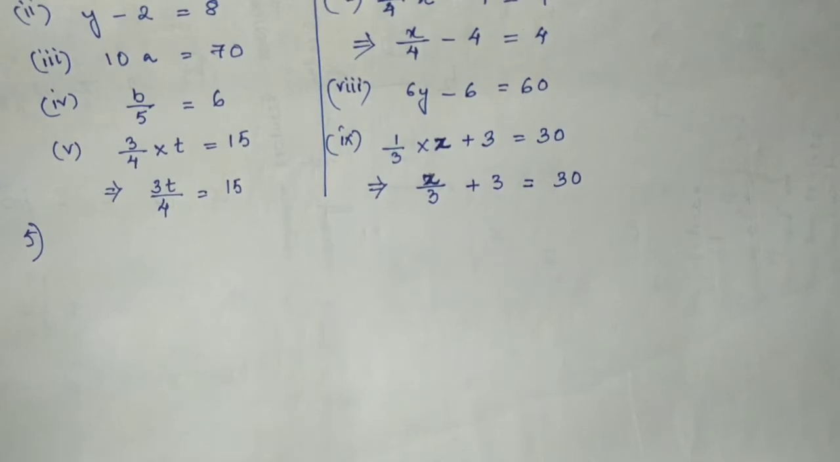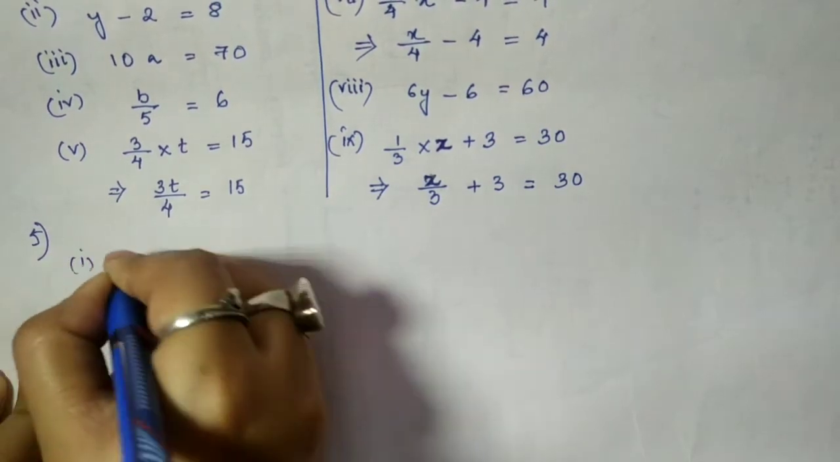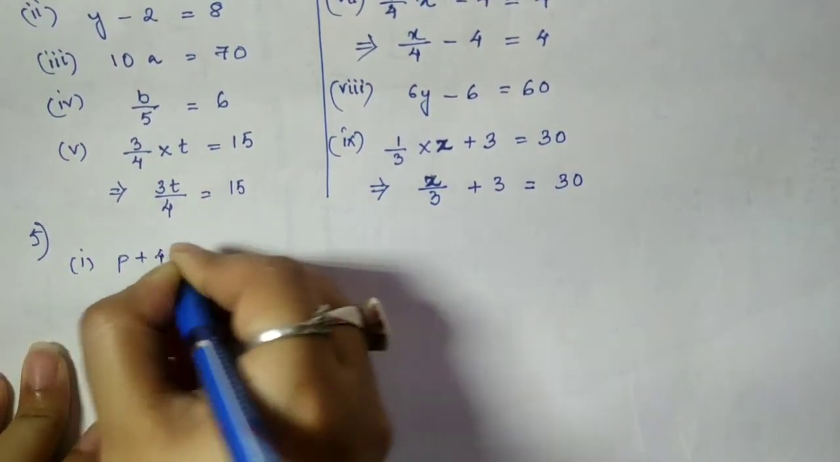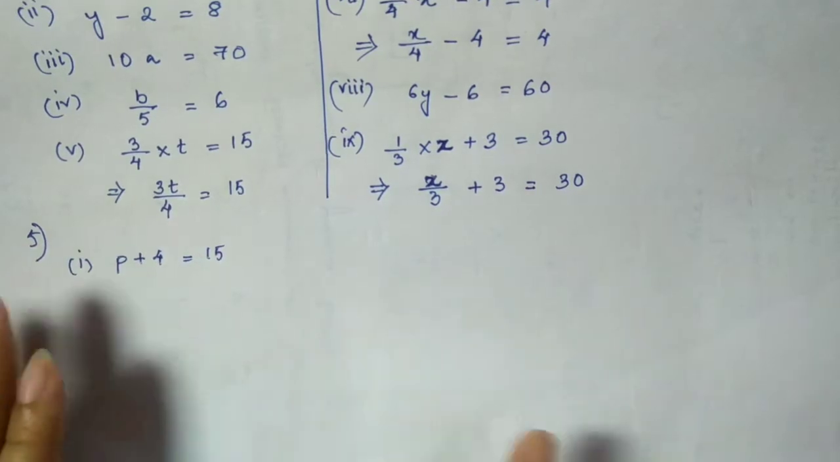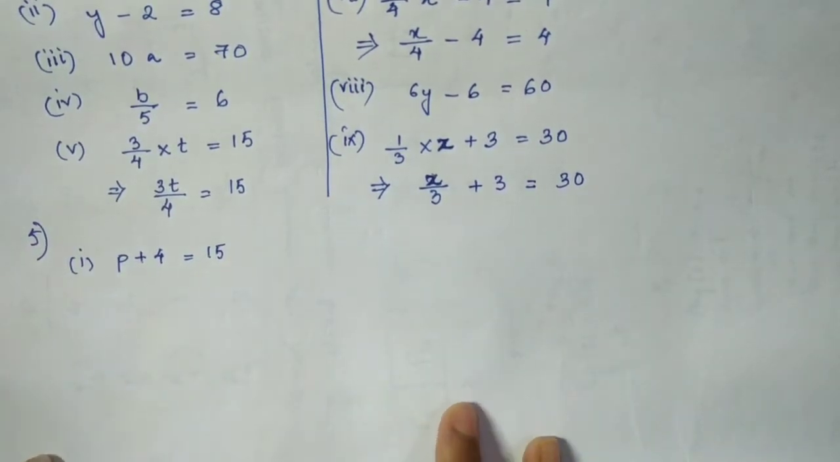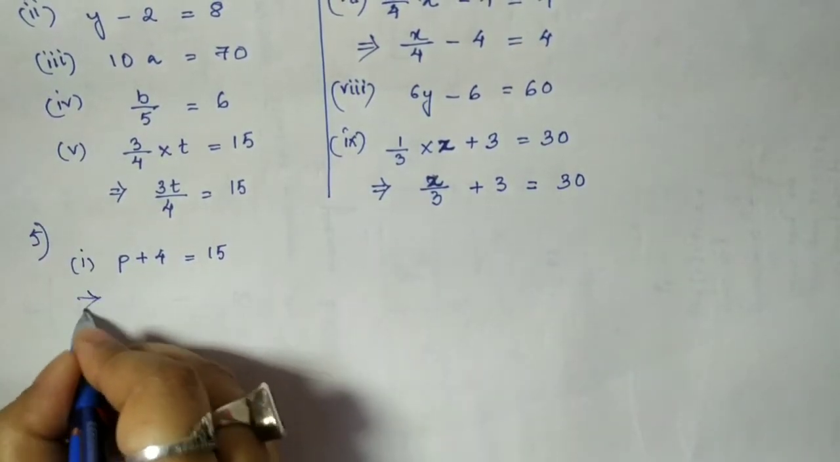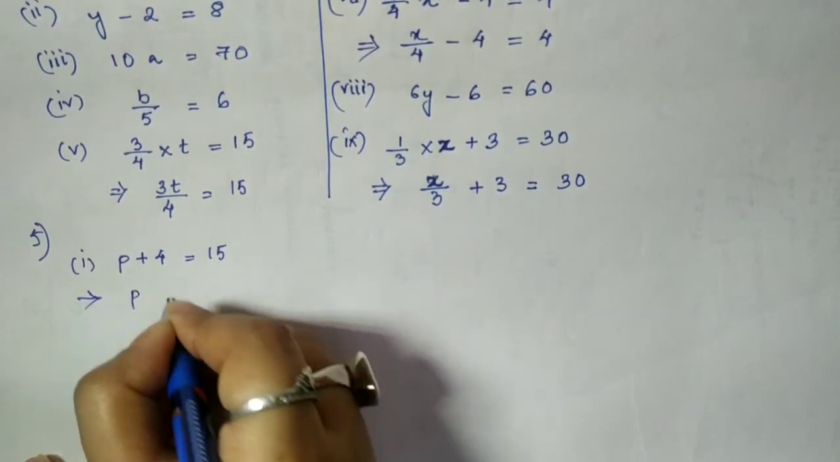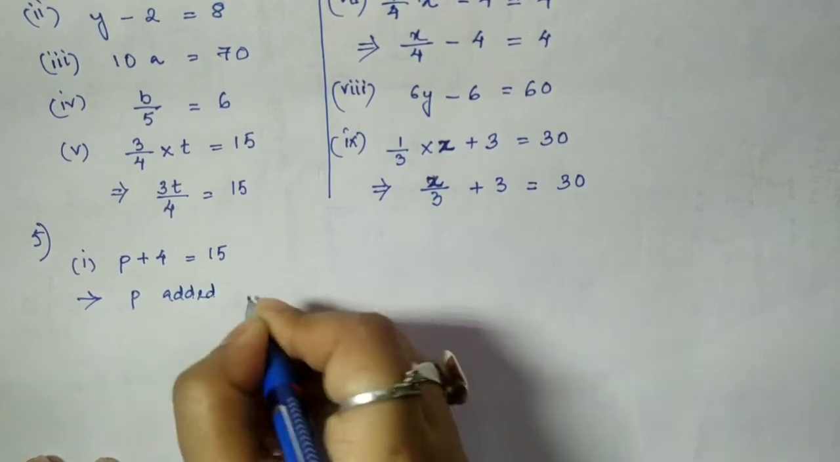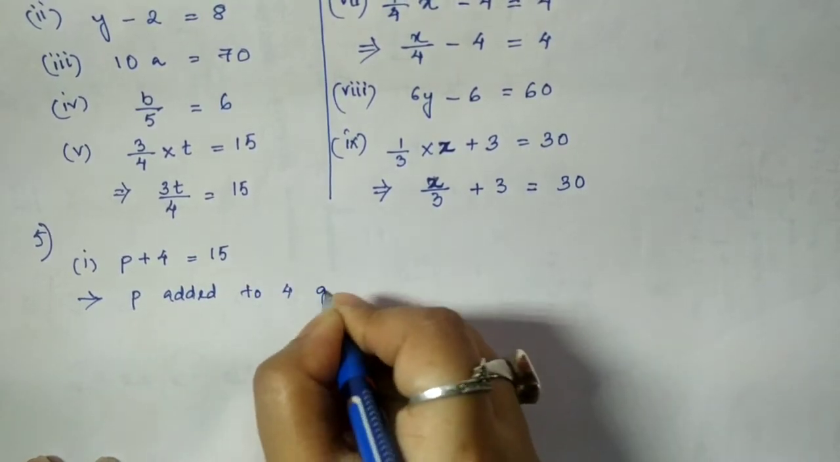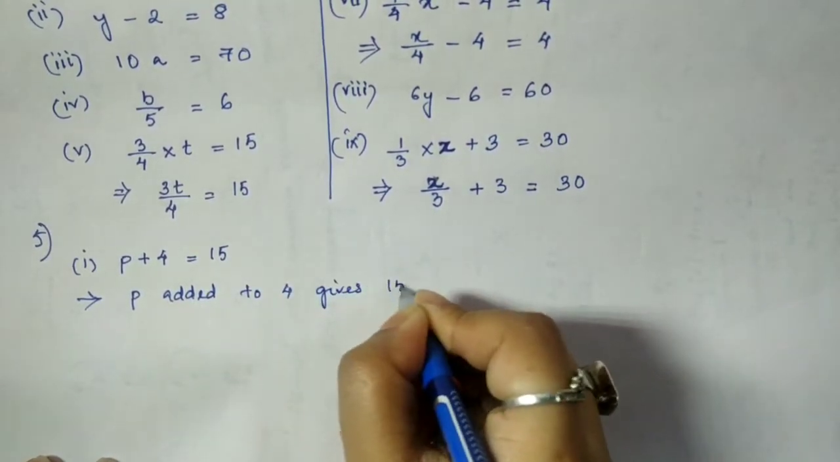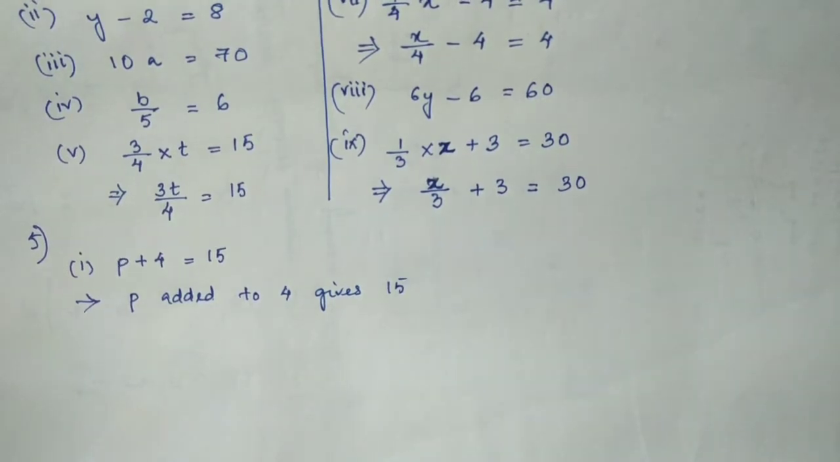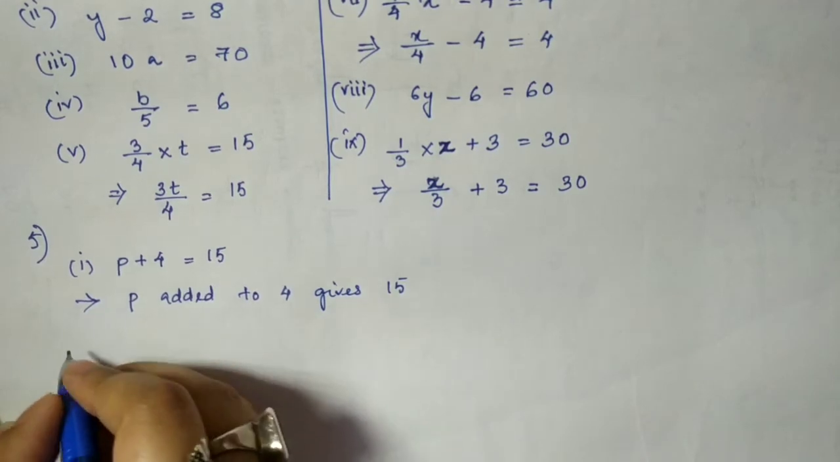In number 5 it is given: write the following equation in statement form. The first question, I'll write down the equation here. P plus 4 is equal to 15. Now the statement you can write in your own words. I'll just show you one simple thing. Can I write it as P added to 4 gives 15? So you can also write addition of P and 4 is 15. Any way you can write down the statement.